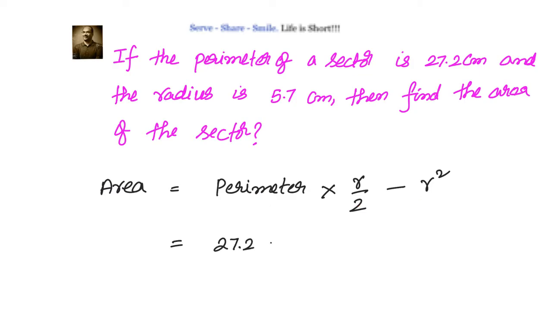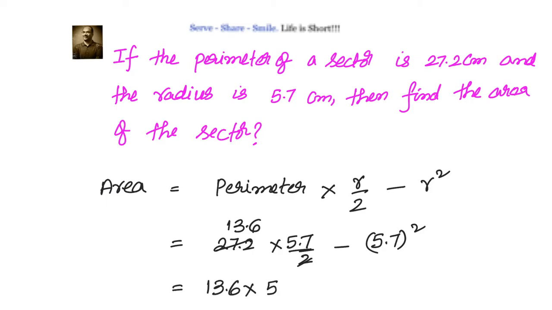First we'll use the formula. After that we will see how this formula is derived. So perimeter is given as 27.2 and the radius is 5.7. So we can substitute 27.2 into 5.7 divided by 2 minus 5.7 whole square. 2 will go 13.6, so it will become 13.6 into 5.7 minus 5.7 whole square, that is 32.49.